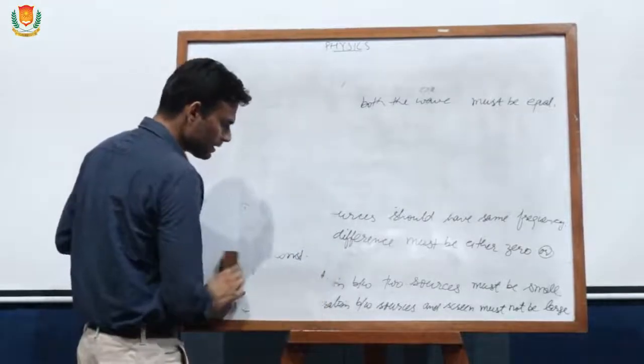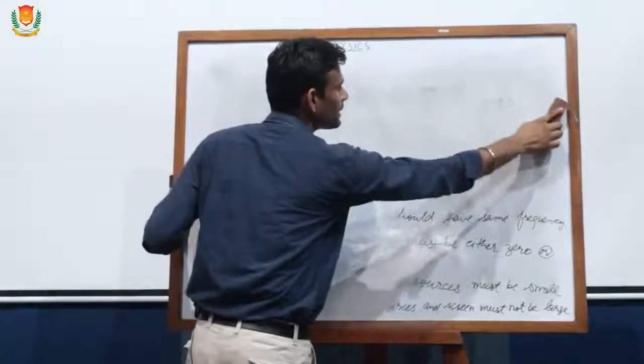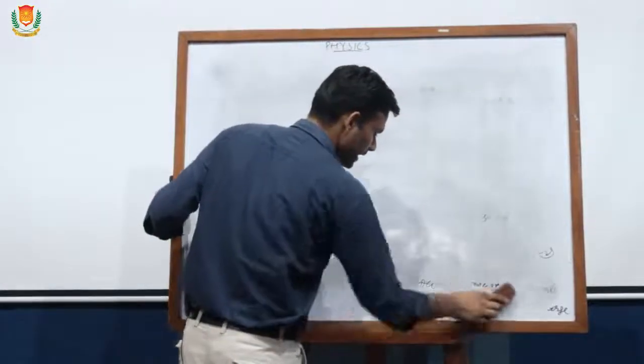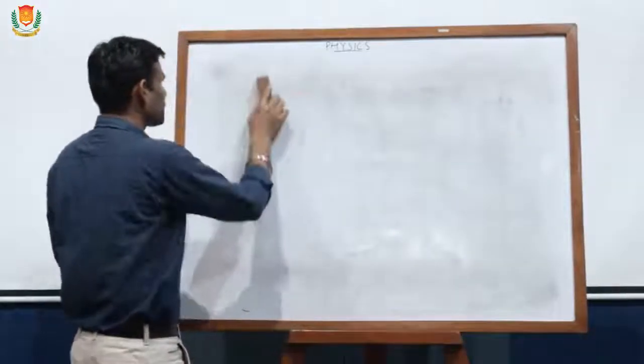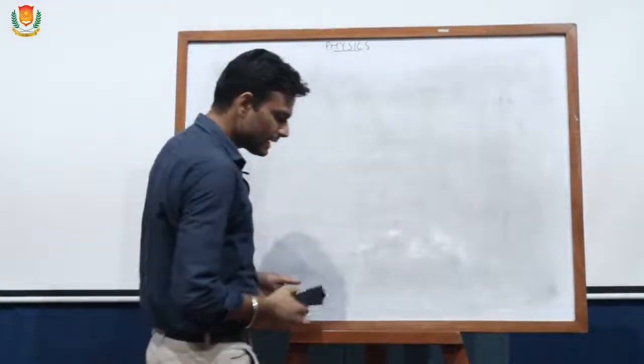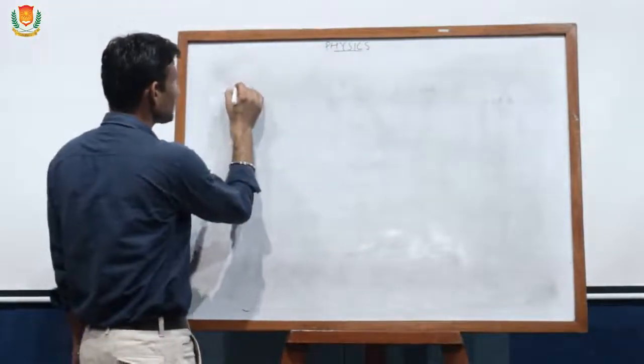Now we will see an example of the phenomenon of interference which is produced by the division of amplitude, and that is thin film interference. We generally see this phenomenon, thin film interference, in our daily life.